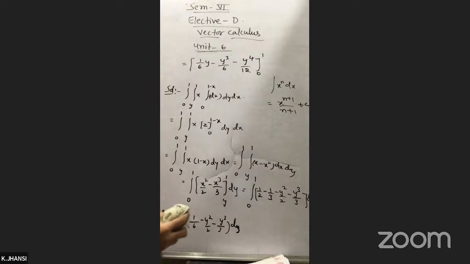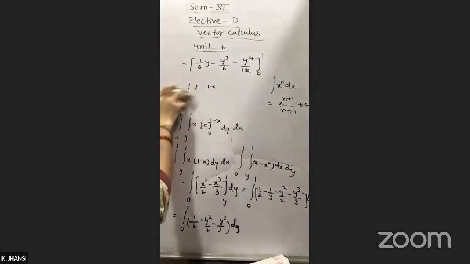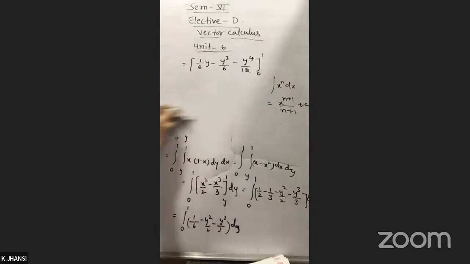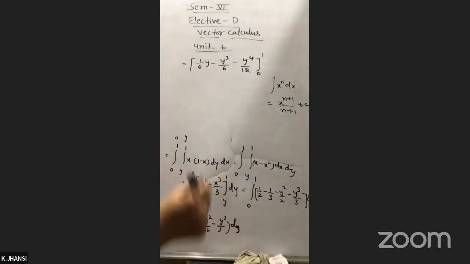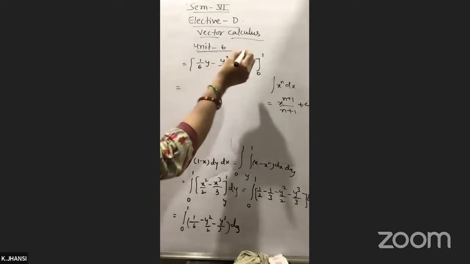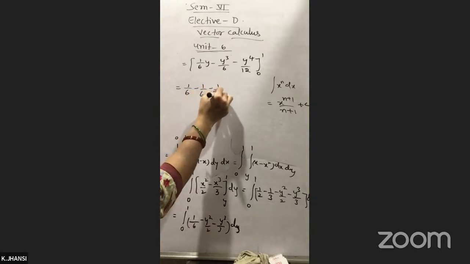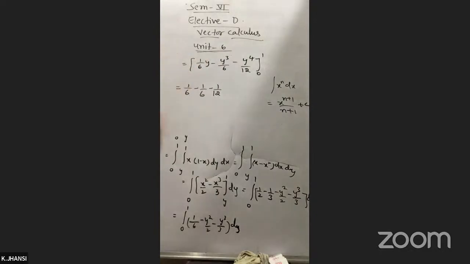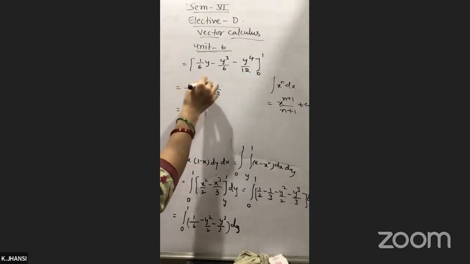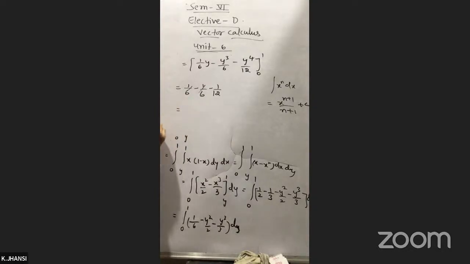Now we have to substitute the upper limit and lower limit. When you substitute the upper limit, in place of y substitute 1. So 1 by 6 minus 1 by 6 minus 1 by 12. When you substitute 0, all these values become 0. So the plus 1 by 6 and minus 1 by 6 both get cancelled. So what is the answer? Plus 1 by 12.